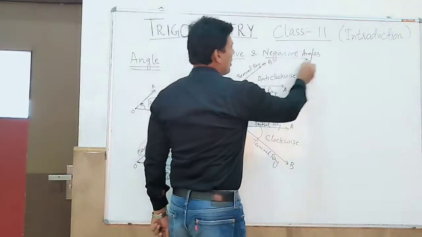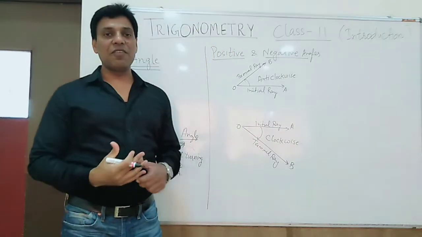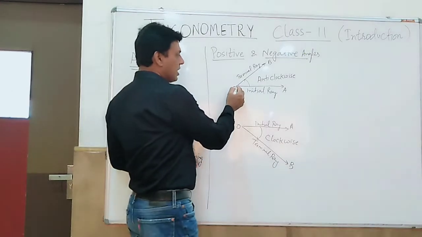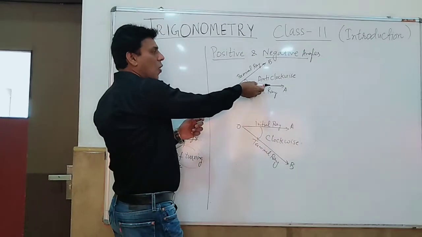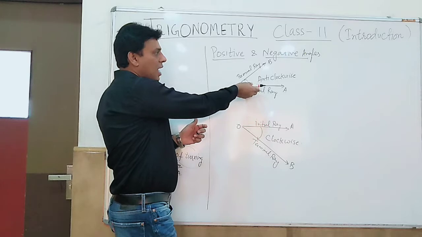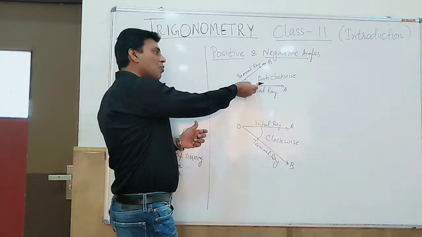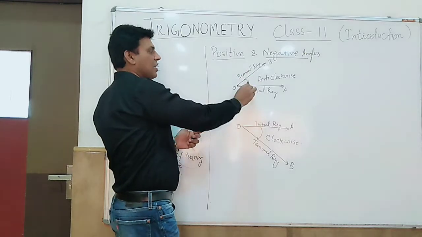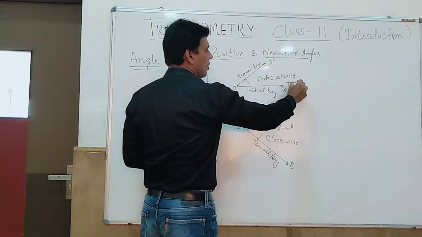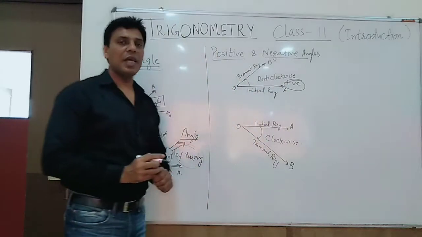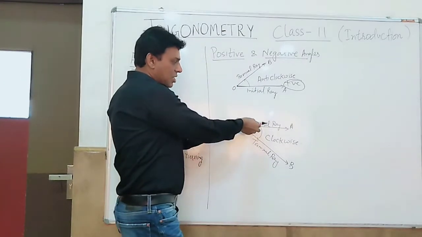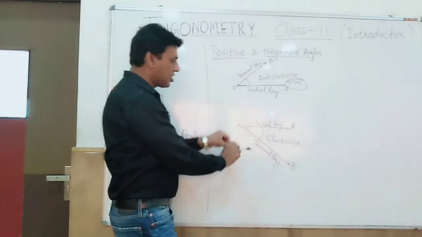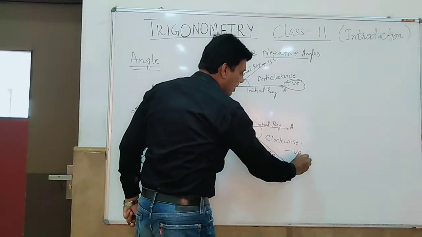Now the sense of the angle: an angle may be positive or negative. How can we define positive angle and negative angle? See this situation. Suppose OA is the initial ray, and if the ray is turning anti-clockwise, then this angle will be positive. And suppose this is the initial ray and the ray is turning in the clockwise direction, then this angle will be called negative.